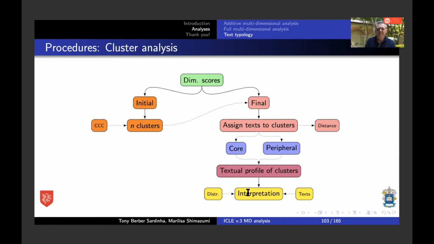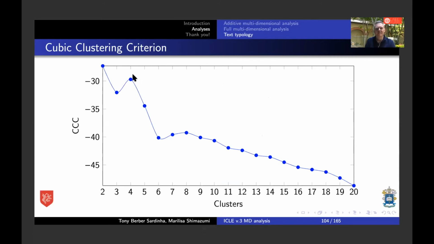So how do you do this? We look at different statistics, for example, the cubic clustering criterion, to determine the number of text types in the data. For this one, we look at peaks. So here's a peak. This is a nice peak, and that signals 4 clusters. That means 4 potential text types, but these are negative values for the CCC, meaning those clusters are not well separated. So there's a lot of overlap, all right? So, okay, 4 text types.